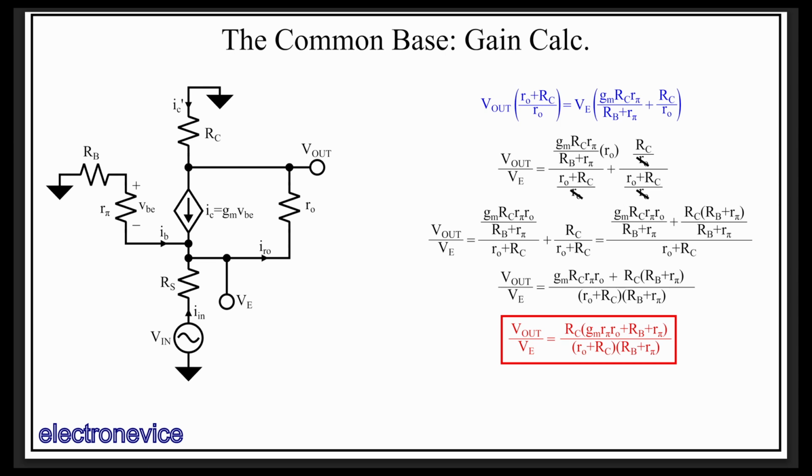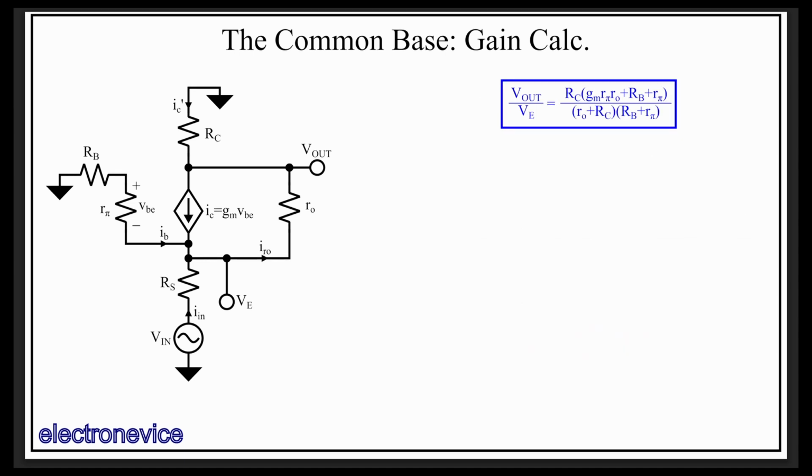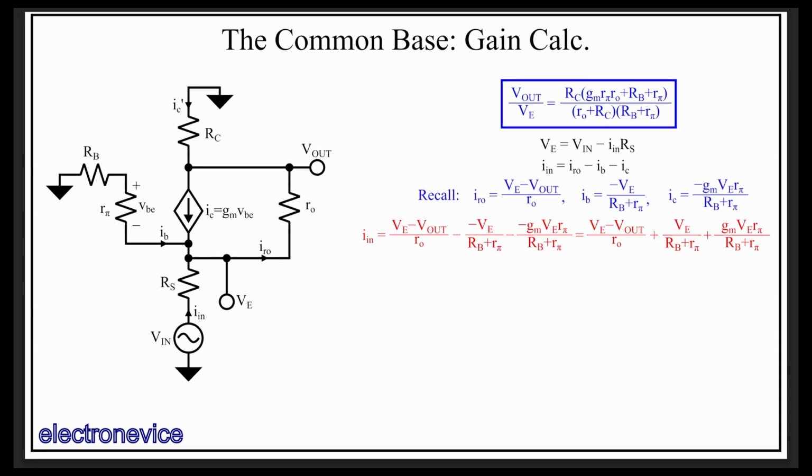Now that we have this expression, we can look for an expression for Vin in terms of VE and other values we know so that we can calculate the true gain, V out over V in. To start with, we write the expression for VE in terms of Vin, In, and Rs. Here, we note that we haven't written the expression for In as we didn't need it before, so using KCL, we see that it's equal to IRO minus IB minus IC. Now recall that we already have expressions for IRO, IB, and IC, so we can just plug them into this expression to get an expression for In in terms of VE, V out, and known constants.